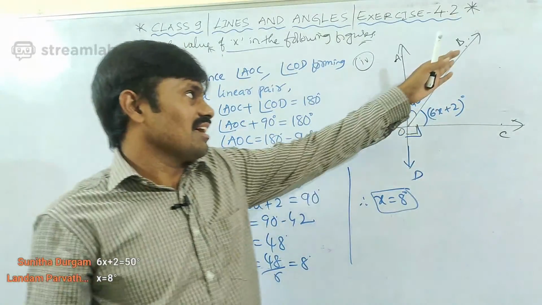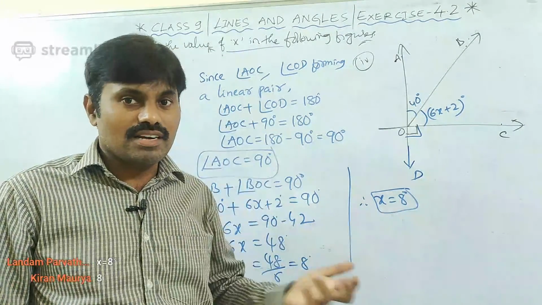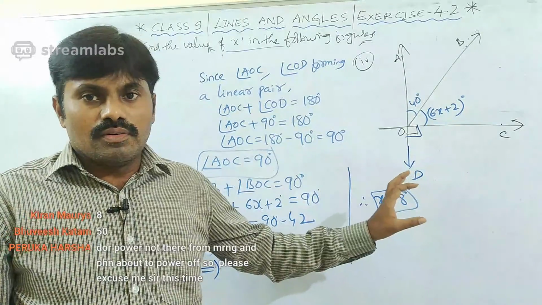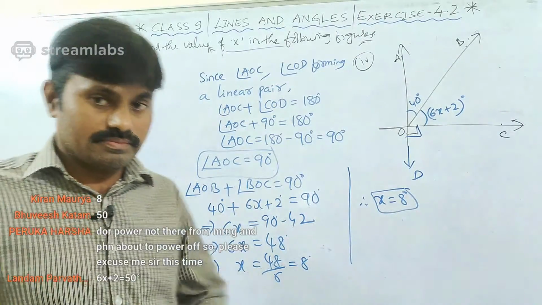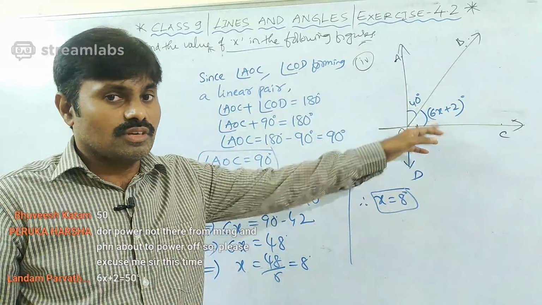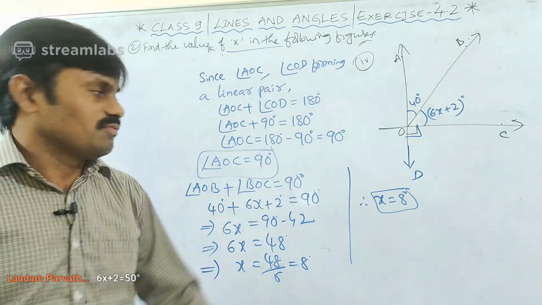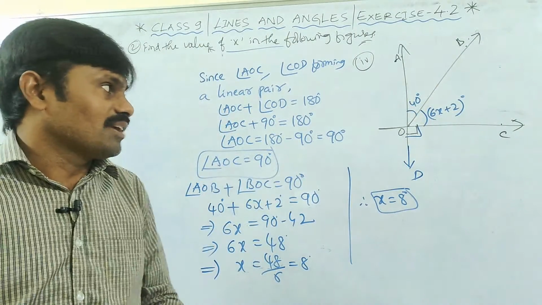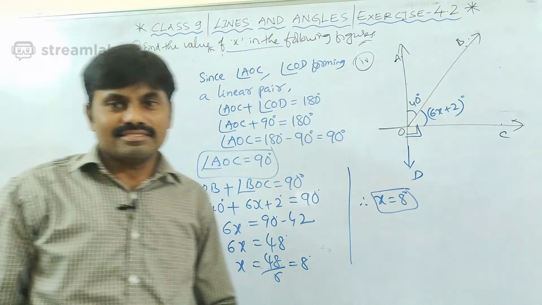Sometimes, instead of asking the value of x, they may ask what is the value of angle BOC. So immediately you have to substitute the x value, 8 degrees, in that. Then 6 times 8 is 48 plus 2, which is 50 degrees. So the sum of these, 40 plus 50, is 90 degrees.